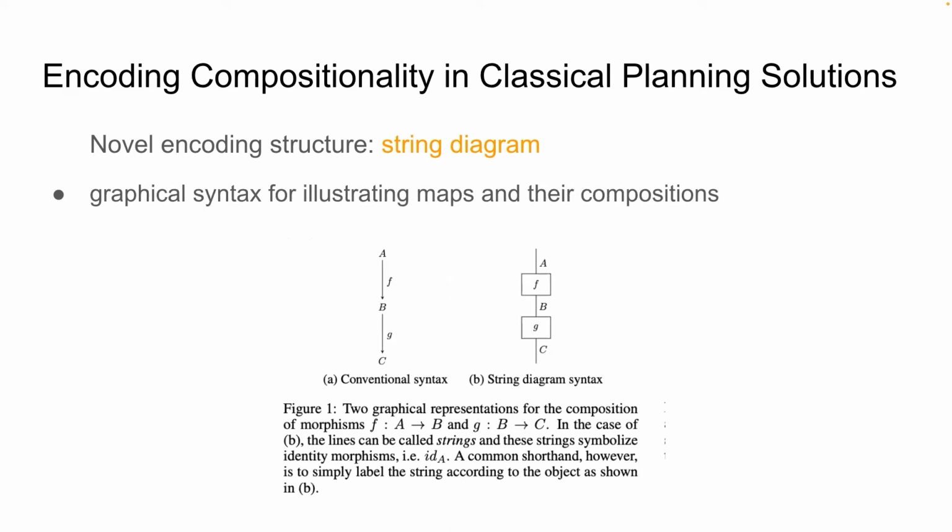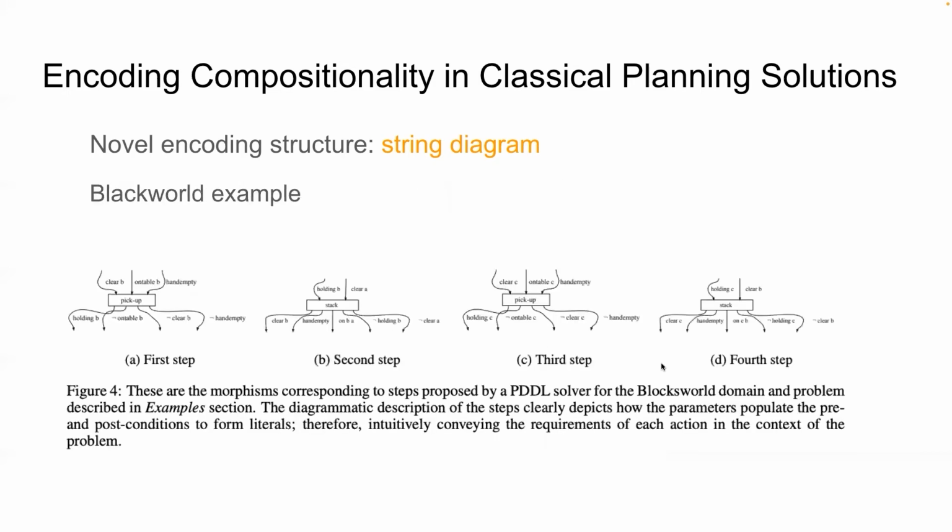As for the visualization in string diagram, we introduce the graphical syntax for illustration, maps, and their compositions. For example, here we attached a figure of conventional syntax and the string diagram syntax. In the case of string diagram syntax, the lines can be called strings, and these strings symbolize identity morphisms. So now we have introduced the structure of string diagram.